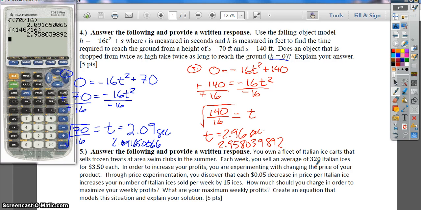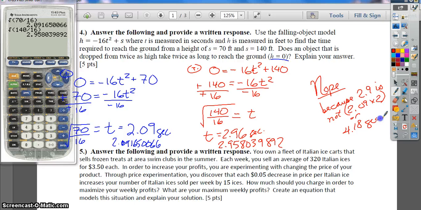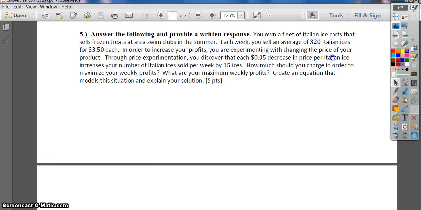Okay, so did it double? Nope. Because 2.96 is not 2.09 times 2, or better known as 4.18. So gravity is not linear. Jumping down to number 5.